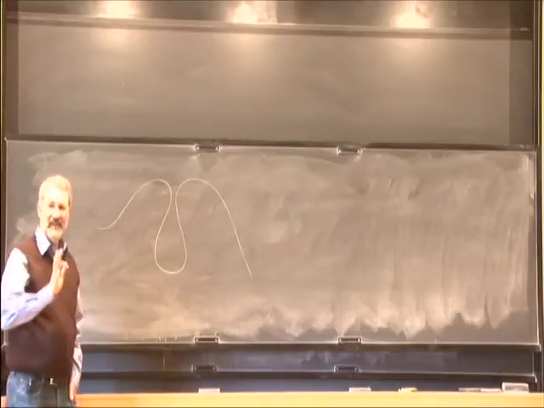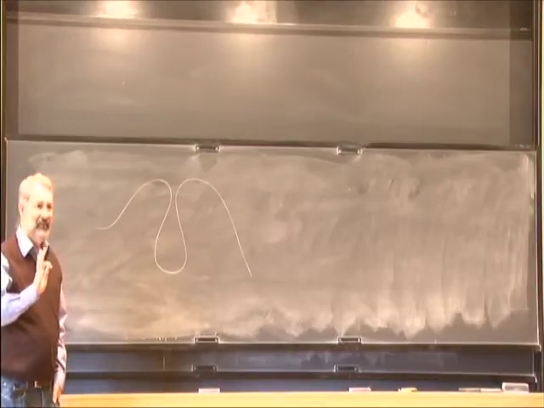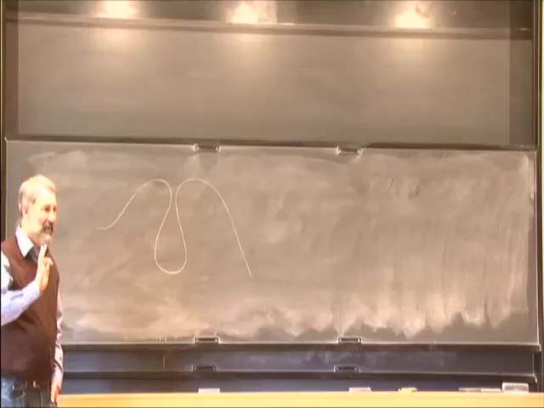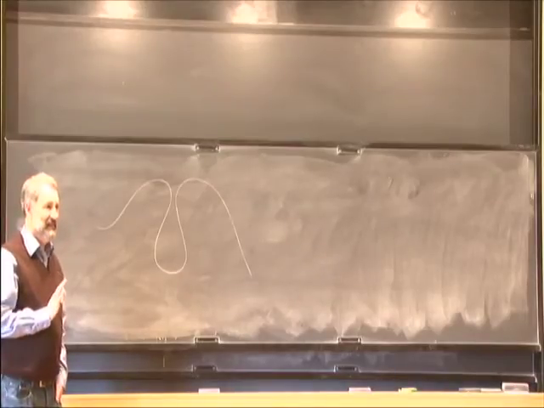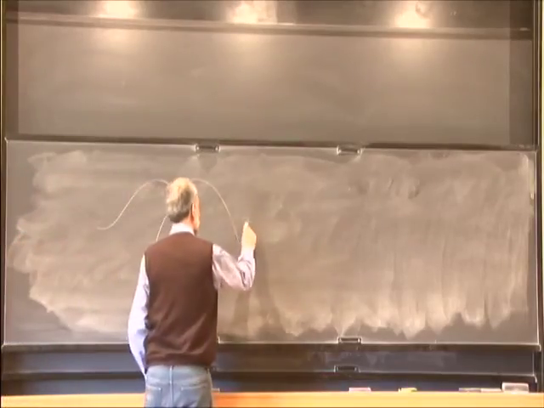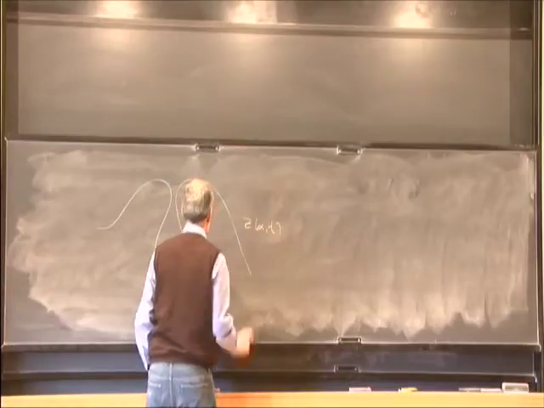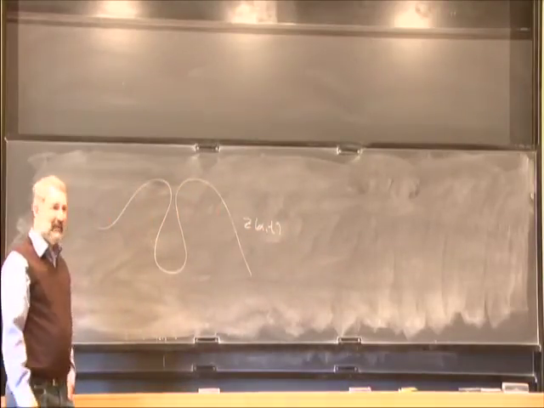Well, let's decide first. What are the independent variables? How shall we specify the velocity? The interface is simply z of alpha t. It's a function of alpha t. That's great. How about the velocity?